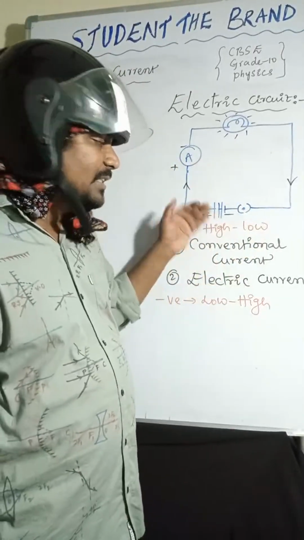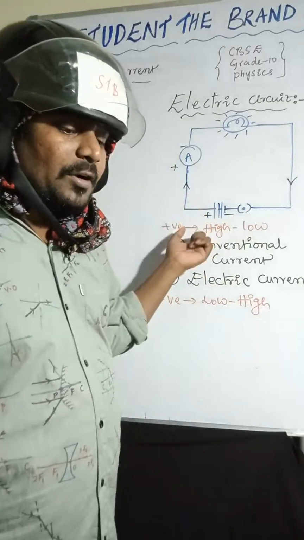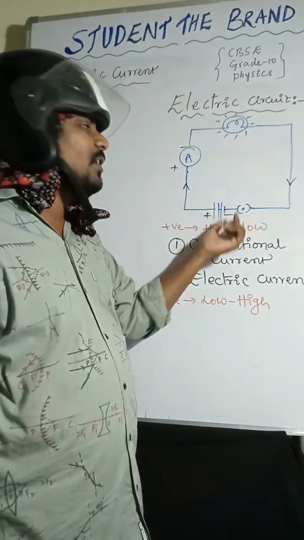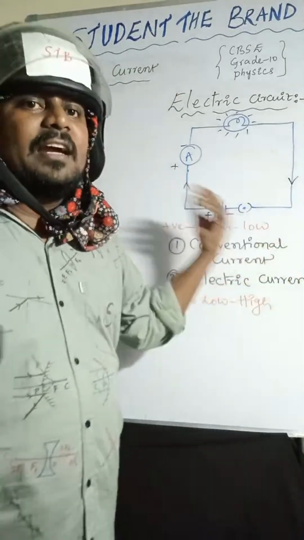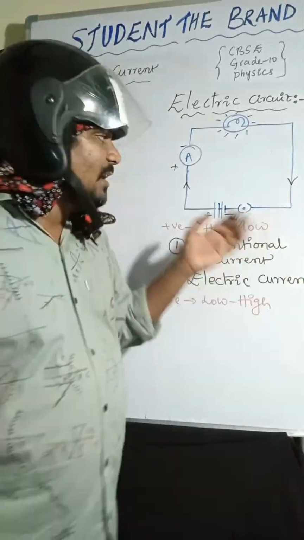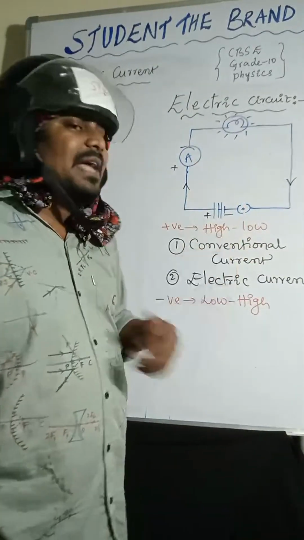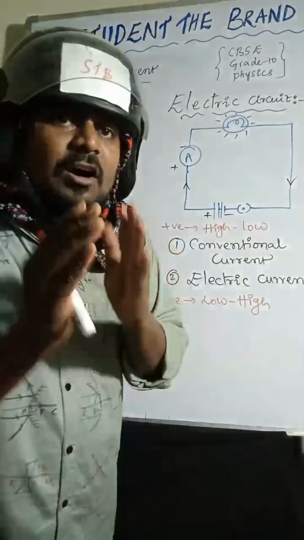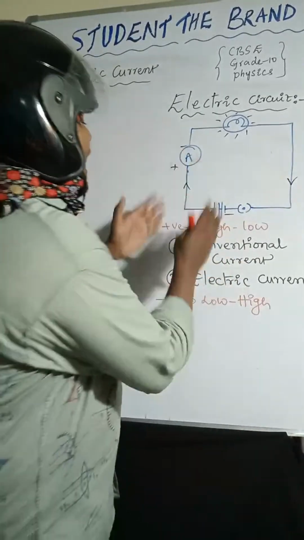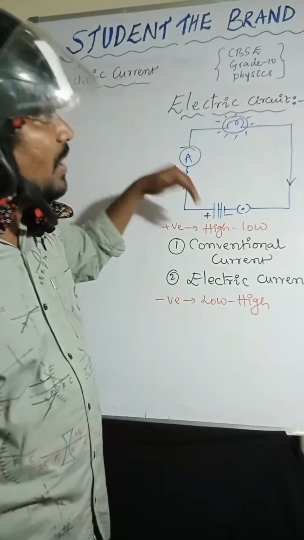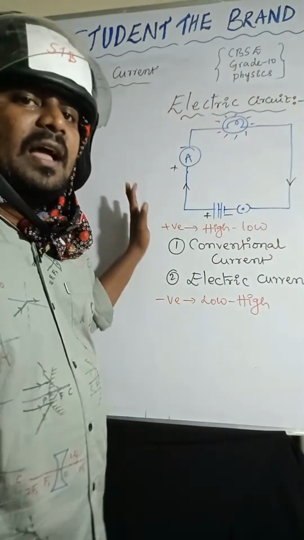See, the positive terminal has high potential, whereas the negative terminal has low potential. Negative terminal has low potential. Positive terminal has high potential. So positive charges will move from high potential to low potential. Electrons will move from low potential to high potential.